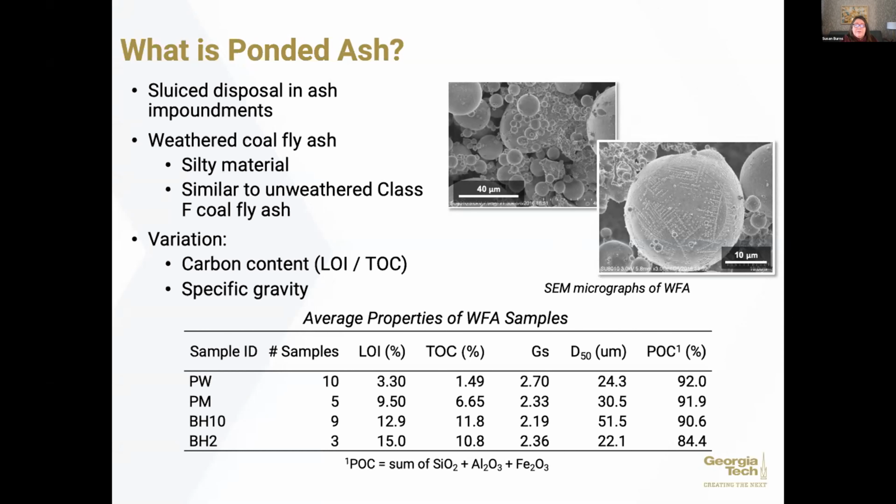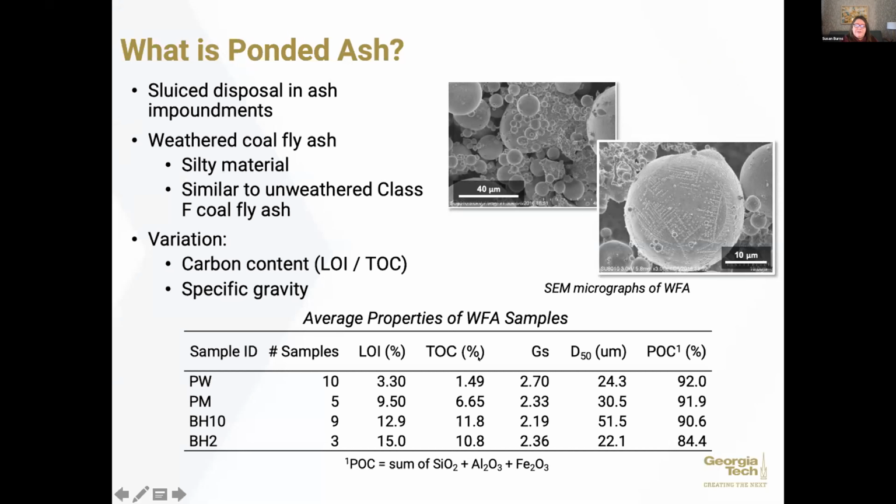What happens though, when we allow these ashes to sit in especially hot, humid climates, is we start to see weathering of those phases. So it's basically a weathered coal fly ash. Again, it's a silty-sized material. It's very similar in its properties, for the tests that we've done, to unweathered class F coal fly ash. We do see variations in carbon content in terms of the loss on ignition and total organic carbon content, as well as the specific gravity.